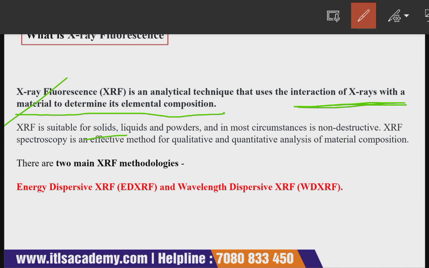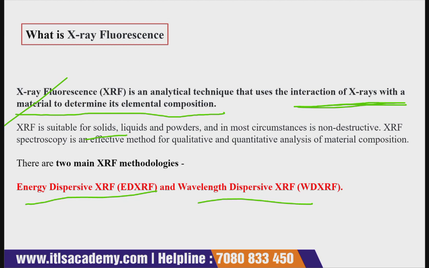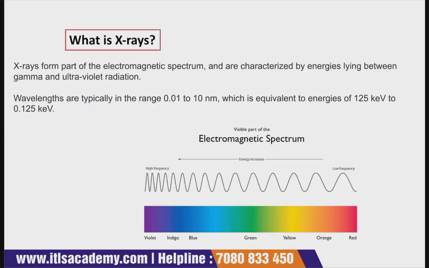So XRF spectroscopy is a very effective method for qualitative as well as quantitative analysis of material composition. There are basically two types of XRF: energy dispersive and wavelength dispersive. Now let's move further and see what an X-ray is.